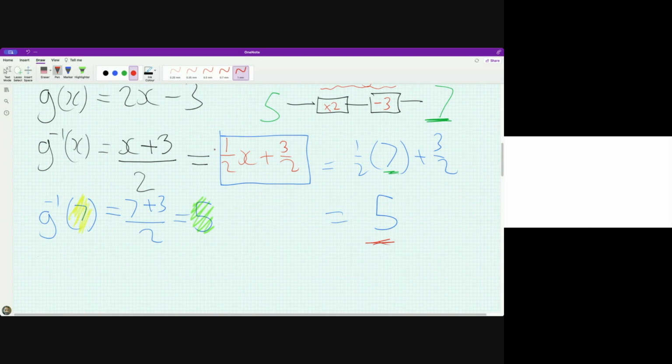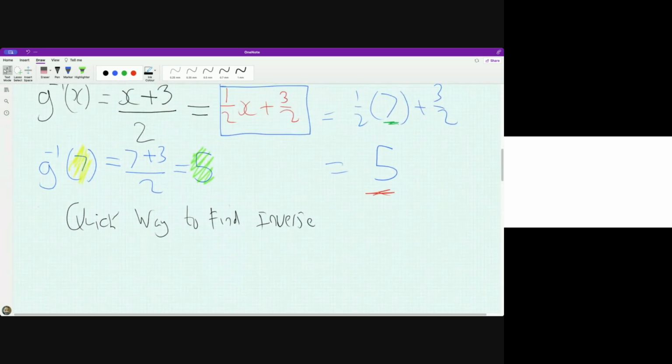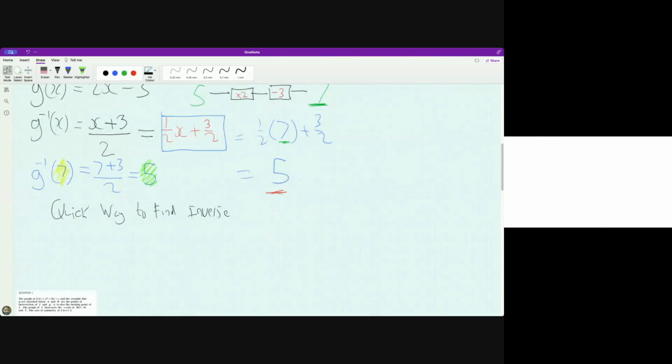Now, I've shown you this way so you can understand what an inverse is, but to actually find the inverse, there is a quicker way. So let me show you the quick way to find an inverse. It's important that you understand what an inverse does and that it undoes the original. And so that's why it took so much time to actually show you the process. But in reality, finding the inverse function is a quick little method we can use, which I'm going to show you now. So 2x minus 3.